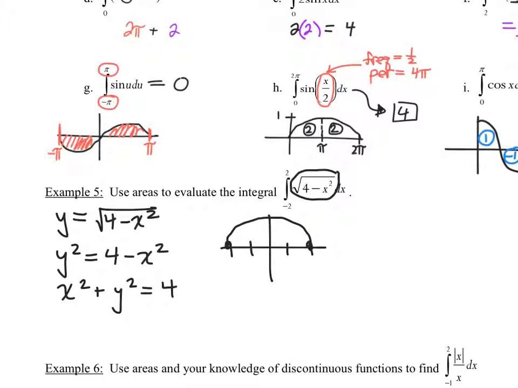All right, so we're looking for the area of a circle, a semicircle, pi r squared over 2. Radius is 2. So we're looking at 2 pi.